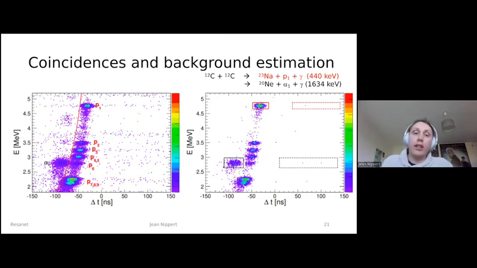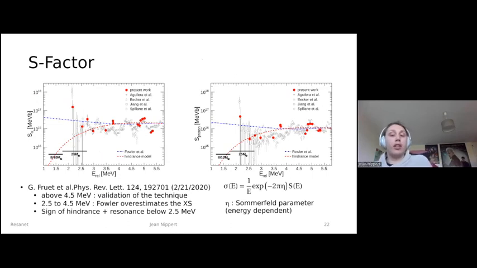So here are some results now. You can see the S factor for the alpha channel and the proton channel. You have in gray the previous work of other experimentalists, and in red the present work of the STELLA experiment. You also have two models. It's the Fowler in blue, which is the usual coupled-channel calculation, and you have the phenomenological model that is hindrance, designed by Jiang and collaborators. And so we can see several things.